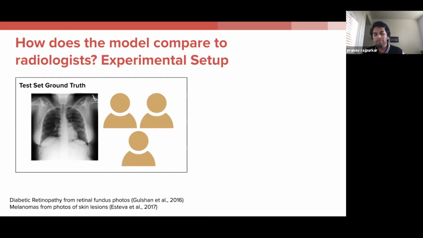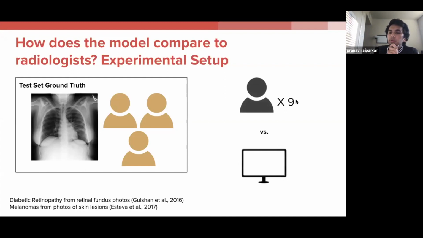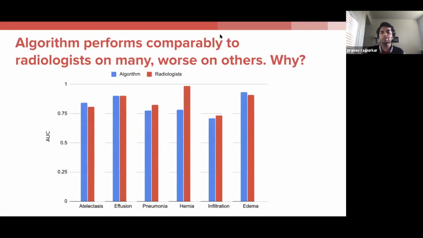So how do we do that? First we say, let's ask a group of radiologists to label a certain set of chest x-rays. We're going to call that the test set ground truth. And then we're going to set up a competition between a radiologist and a machine. And here we're going to have 9 radiologists just so that we're sure we're not biasing ourselves with any one radiologist. And then we can compare them to each other.